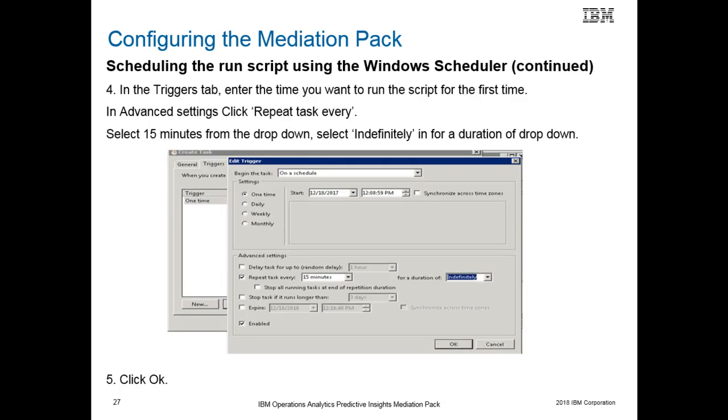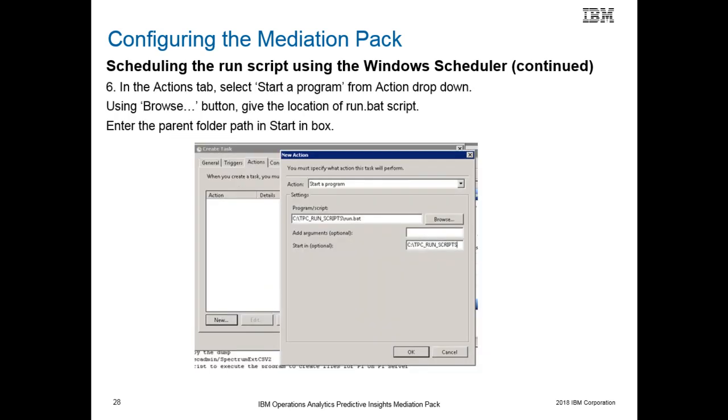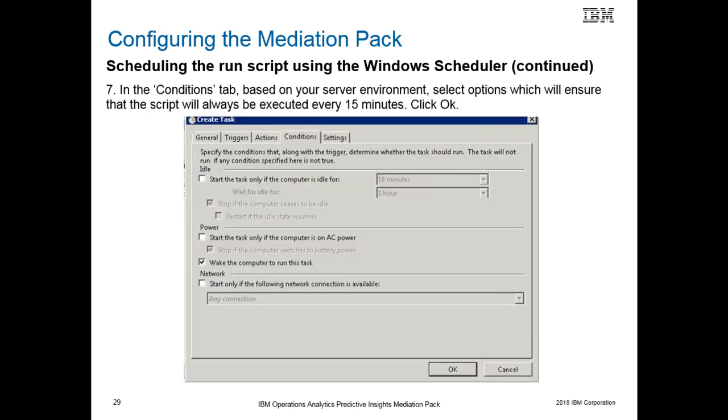Then enter the time that you want to initiate the script for the first time, and in the advanced settings set the repeat the task every 15 minutes, then click OK. Then in the Actions tab set the location of the run.bat file as shown in step 6 of the slide. For step 7 in the Conditions tab set the options as shown in the slide.